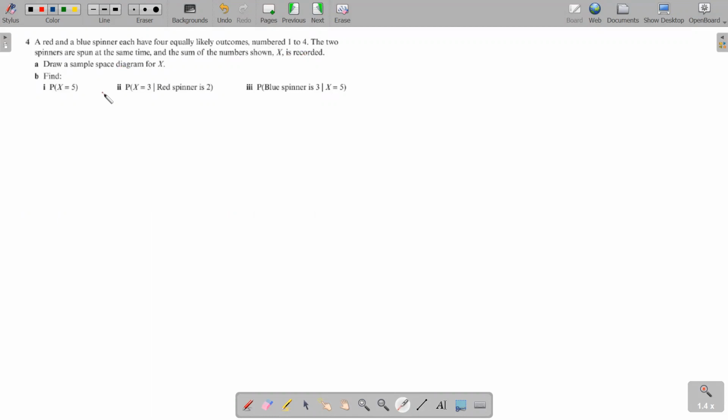So you have to draw a sample space, basically a table showing all the outcomes. It should show the outcomes of the red spinner and the outcomes of the blue spinner, and then it should give you the totals also. You guys know how to create the sample space. All right, so let's create it. Make a table.